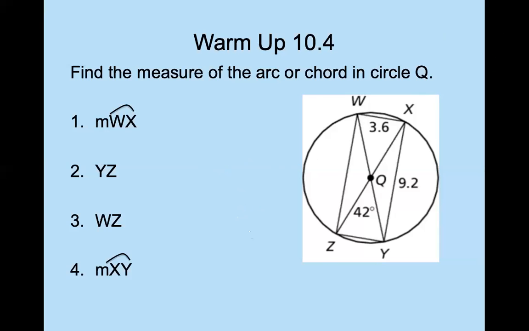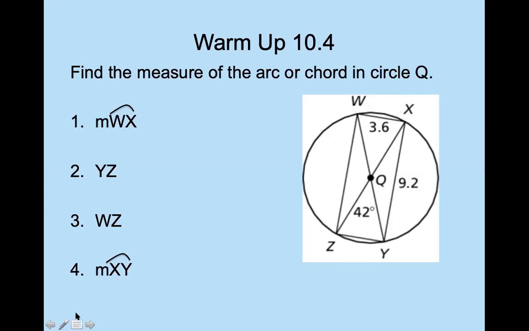Okay, welcome back. So we have here what looks like a quadrilateral inscribed inside this circle. First we're asked to find the measure of arc WX. That's this arc right here. In order to find the measure of that arc, I would need to know the measure of its central angle. If I look, the angle directly across from it, or its vertical angle, is 42, which means the measure of this angle here would also be 42.